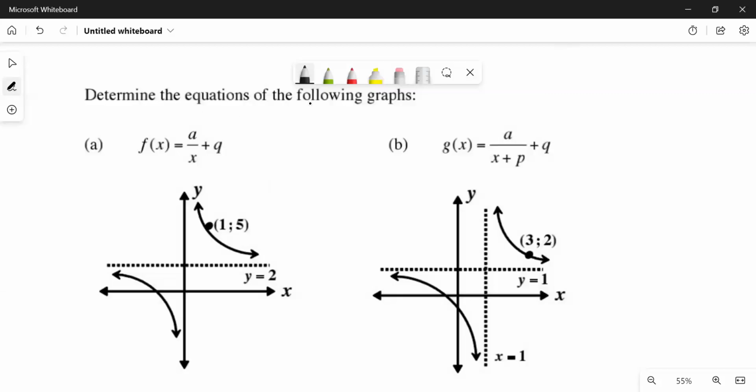So it's like determine the equation of the following graphs. This one here is a hyperbolic function. I can do number A or number B, and whichever one I do, you do the other one as classwork. So which one should I take, A or B? Let me take B then.